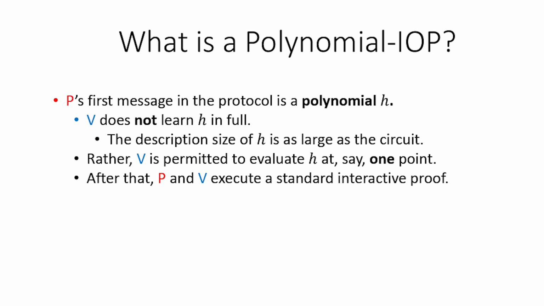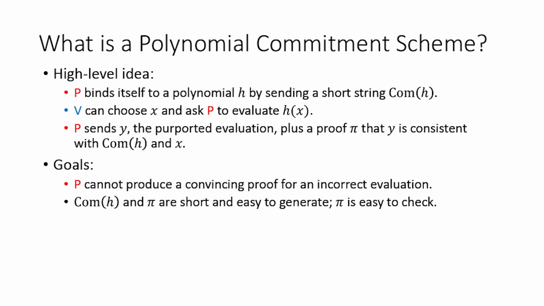So in the real world, we don't have a way for the prover to send a giant polynomial to the verifier and the verifier to evaluate it at one point without reading the whole thing. So that's where cryptography comes in. A polynomial commitment scheme is exactly what you want to implement a polynomial IOP without the prover literally sending the whole polynomial to the verifier.